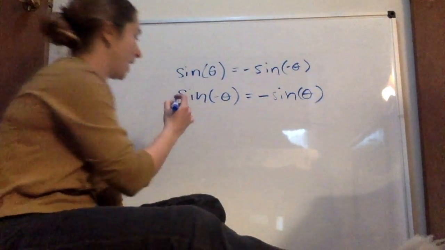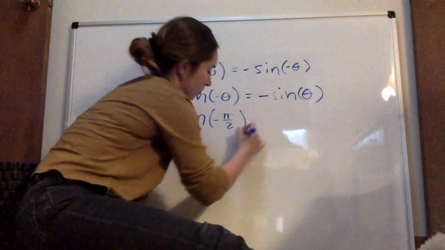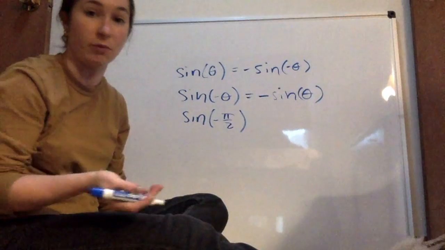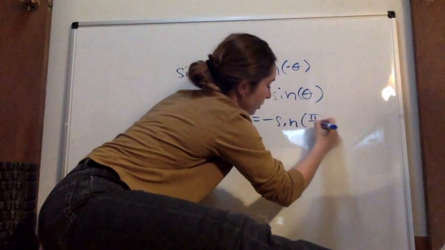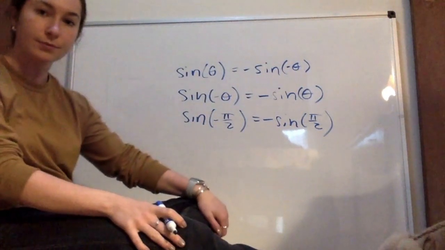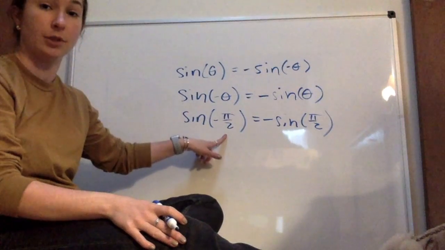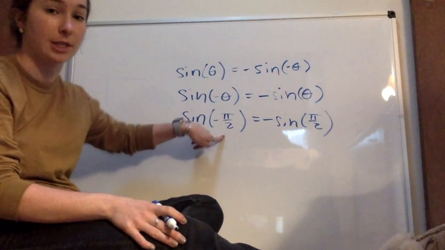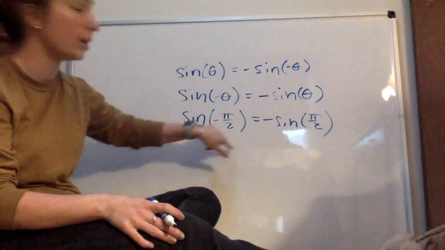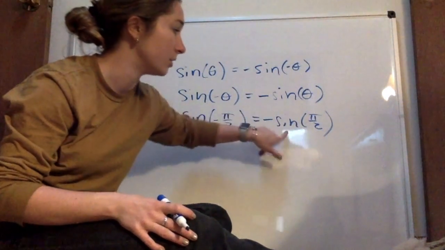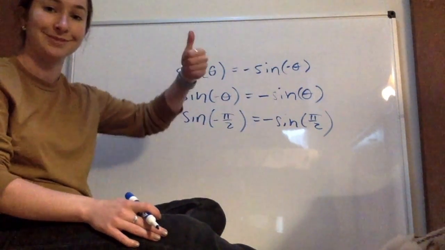Right? So let's say we had sine of negative pi over 2, that will be the same value as negative sine of regular pi over 2. Which you can validate. Negative pi over 2 is at the same place as 3 pi over 2 on our unit circle. Sine of negative pi over 2 is negative 1. Negative sine of pi over 2, sine of pi over 2 is 1, negative 1. Negative 1 equals negative 1. Check.